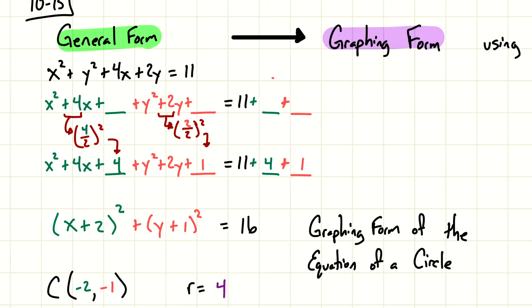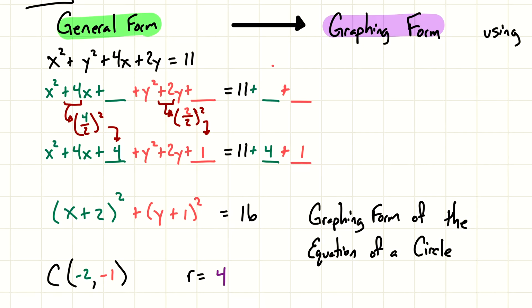Same thing with the y's. Half of 2 is 1, and then 1 squared will give you 1. Alright, so since we're adding 4 and 1 to complete the square, we're going to also have 4 and 1 on the other side as well. So since these are perfect squares, we could write them as perfect squares, and then we combine like terms, which gives us the 16. 11 plus 4 plus 1.